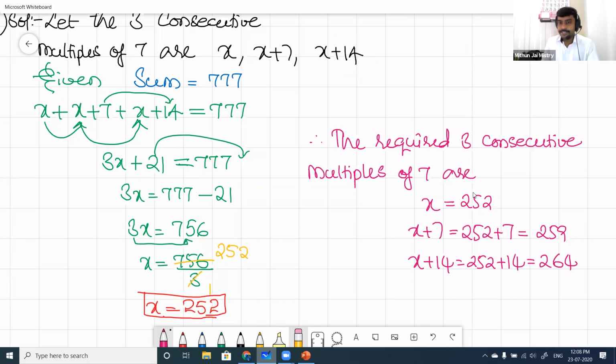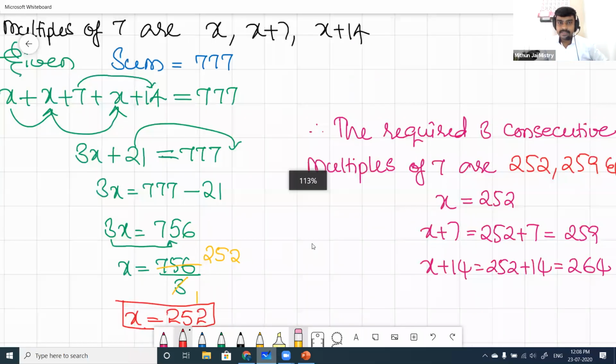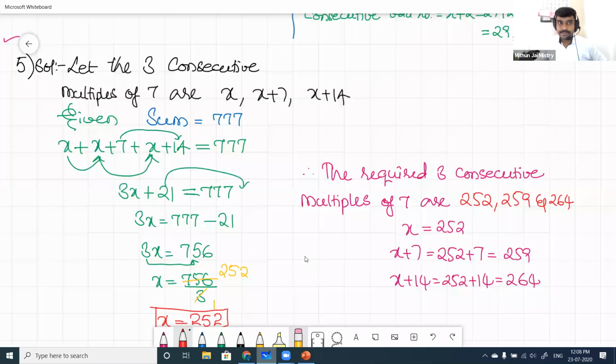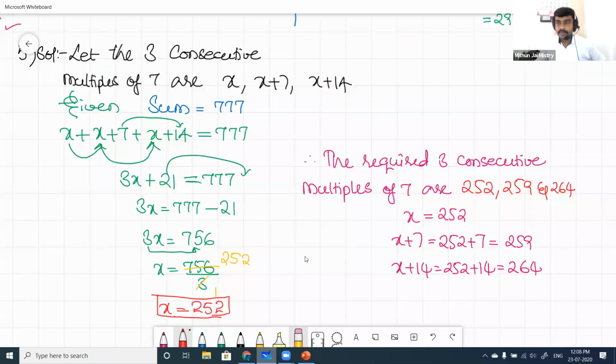So what are the 3 consecutive numbers? They are, let me write here, 252, 259 and 266, right? So these are the 3 consecutive multiples whose sum is 777. Just a minute. This is your answer. You can take a screenshot. After taking the screenshot, just show me thumbs up.